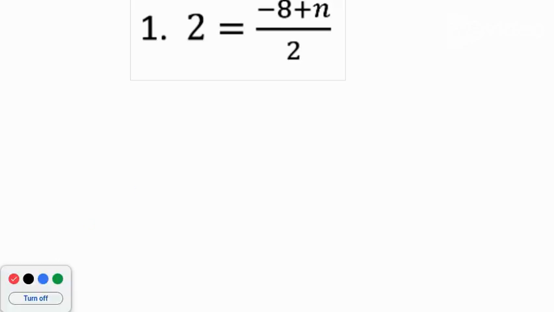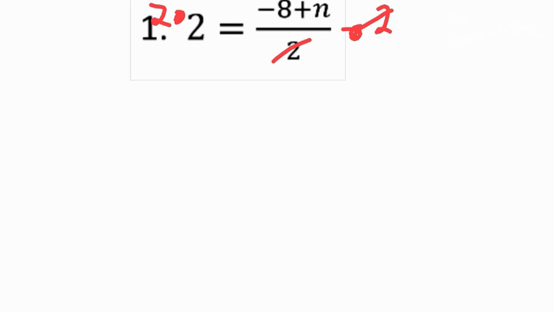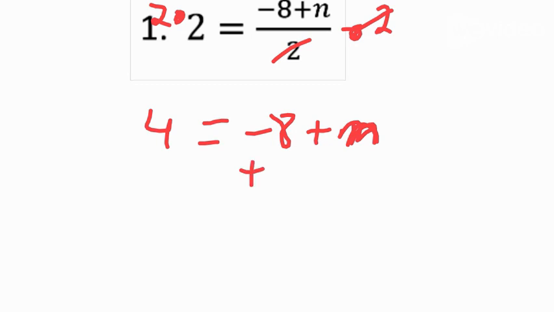For this first question, we need to first eliminate the 2 down in the denominator. So we are going to do that by multiplying by 2, and whatever I do to one side, I do to the other side. So we'll multiply that by a 2. 2 divided by 2 is 1, so these are now gone. We end up with negative 8 plus n on the right side, and equals 2 times 2, which is 4.